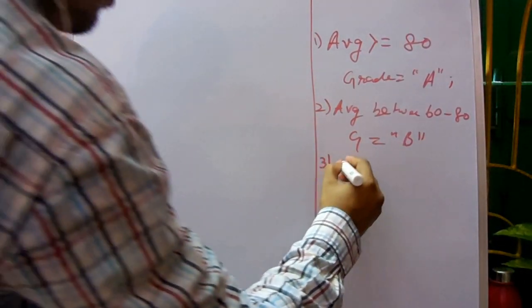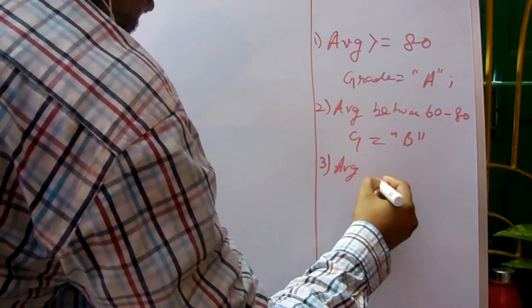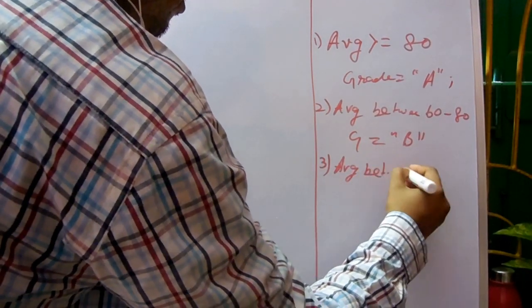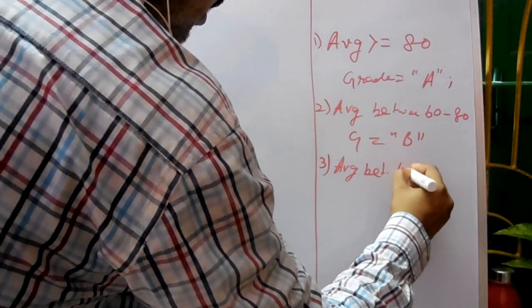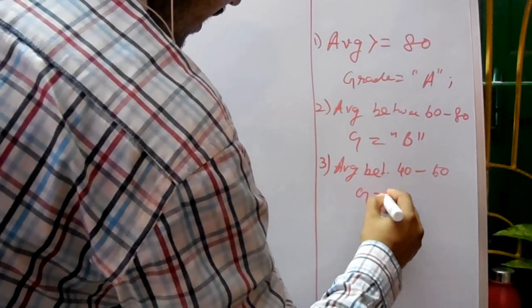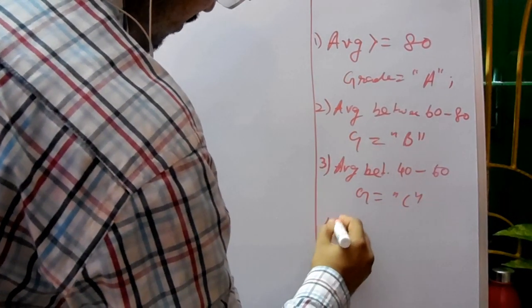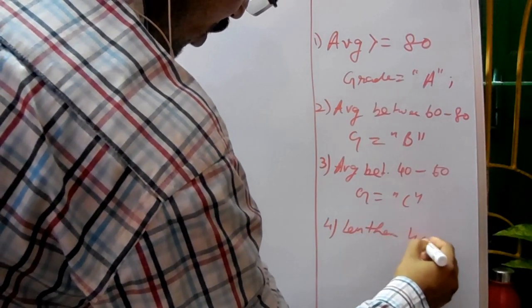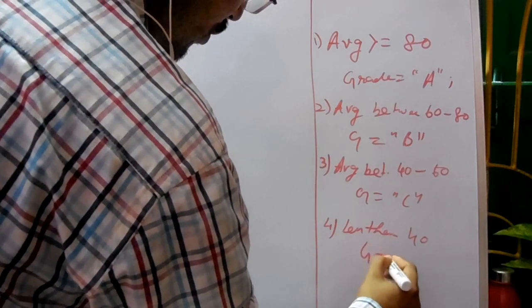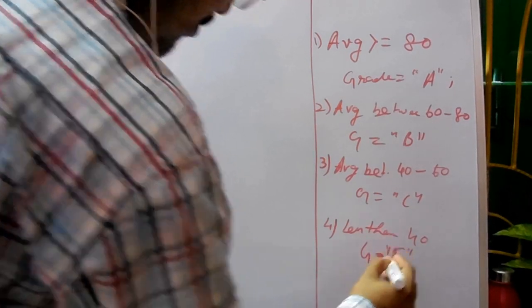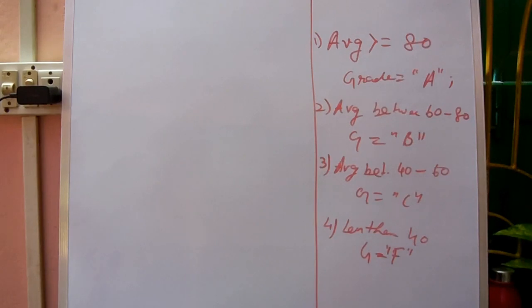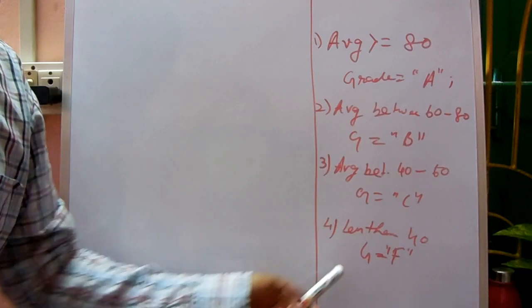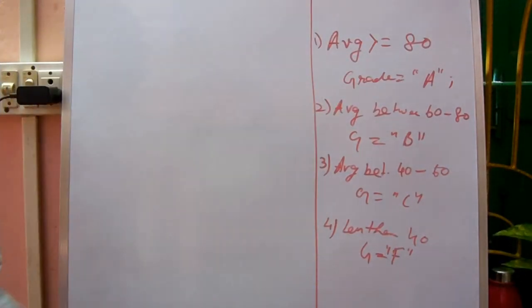Third condition: if the average marks is between 40 and 60, then the grade will be C. Or if the average marks is less than 40, then the grade will be F, that means fail. So these are the conditions. How many conditions are here? Four conditions. Let's see on the basis of these four conditions how many if else we will apply here.